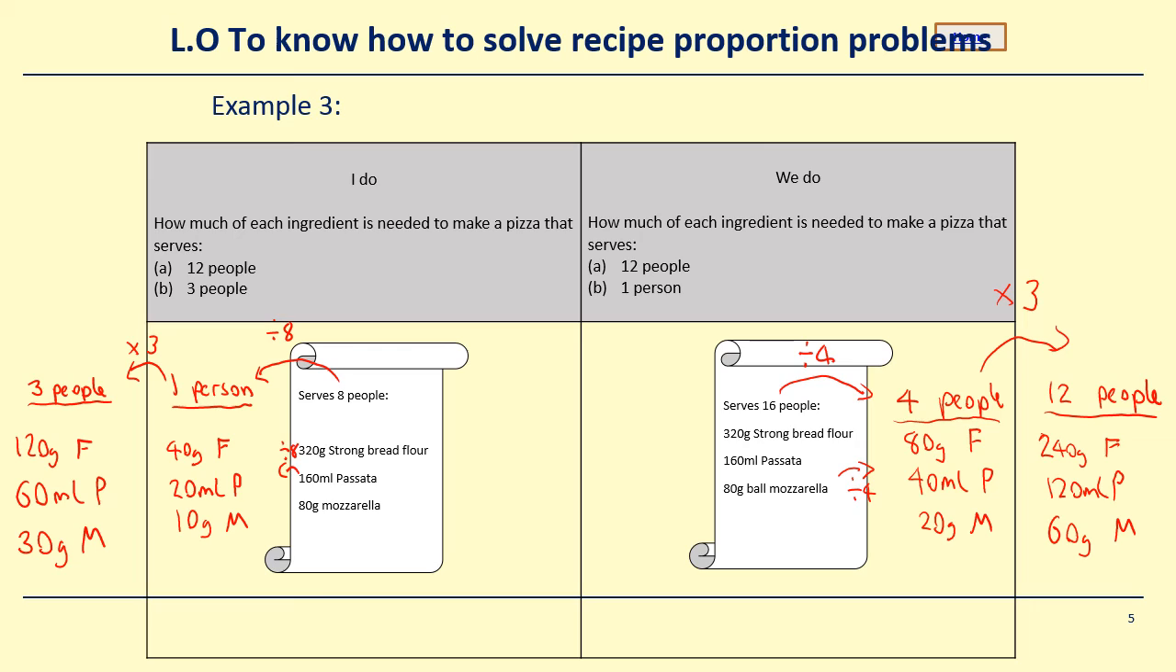And then going in the other direction, well, we've got to find one person. And on this one you can actually do it. You can actually just divide all these ingredients by 16 and that'll be fine. Can anyone think of another way you might work out one person if you weren't comfortable dividing all of these by 16?